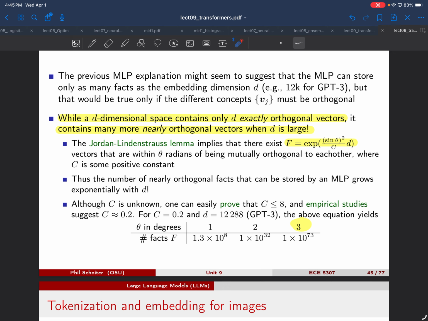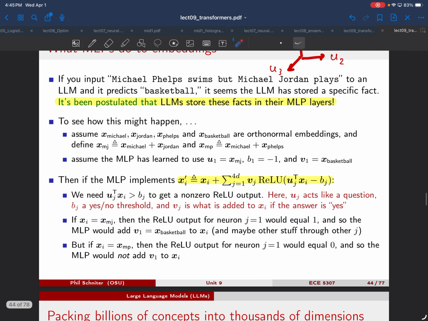So that's why in the previous example, we assumed that all of them were orthogonal. Just to make the math very simple and clean, we assumed everything was exactly orthogonal. If you do that and you use exactly this construction, you can trace through and see exactly what's going to happen. It will give you a certain very clear behavior with Michael Jordan, and a very different clear behavior with Michael Phelps.